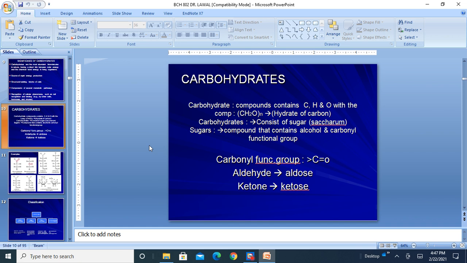Carbohydrates are polyhydroxyaldehydes or polyhydroxyketones. They are compounds that contain carbon, hydrogen, and oxygen. They are referred to as the hydrates of carbon. They consist of sugars, and these sugars are compounds that contain alcohol as well as carbonyl functional groups. Some sugars have the aldehyde group in them. Such sugars are referred to as aldoses, while some have the ketone group, and those sugars are referred to as ketoses. The ones having the aldehyde group are those with the terminal carbonyl group, while where the carbonyl is found on a carbon other than the terminal carbon, it is referred to as what? A keto sugar.